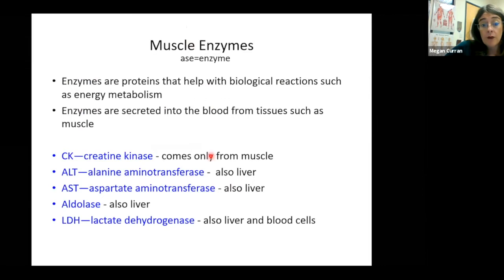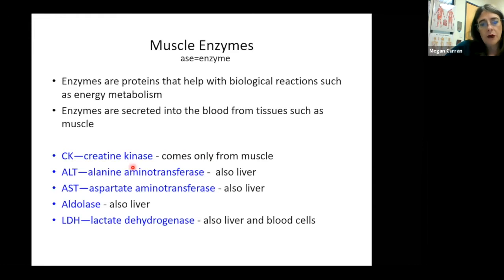Enzymes are secreted from the blood into tissues such as muscle, and into the blood from the tissues. So when muscle is inflamed, it secretes extra chemicals, these enzymes, into the blood. So these are ones that you will probably become familiar with as you learn about your child's lab results.